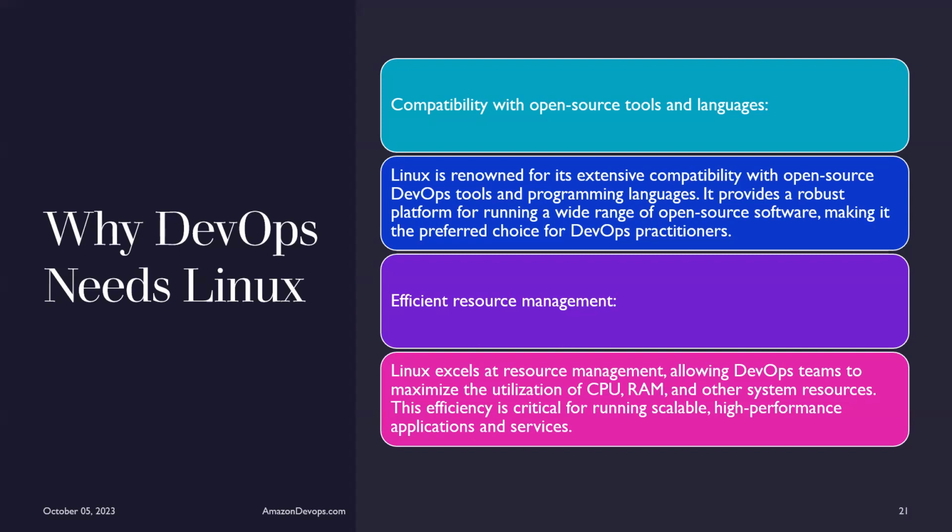The best thing about Linux is that it has a very effective kernel. It is also very efficient when it comes to resource management. And this is going to help us, especially as DevOps engineers, to maximize the utilization of CPU, RAM, and other system resources. That effective and efficient usage of the resources also helps us to cut the cost because we are not wasting any resources.